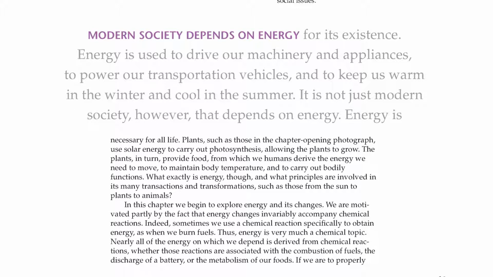Plants, such as those in the chapter opening photograph, use solar energy to carry out photosynthesis, allowing the plants to grow. The plants, in turn, provide food from which we humans derive the energy we need to move, to maintain body temperature, and carry out bodily functions. What exactly is energy, though, and what principles are involved in its many transactions and transformations, such as those from the sun to plants to animals?